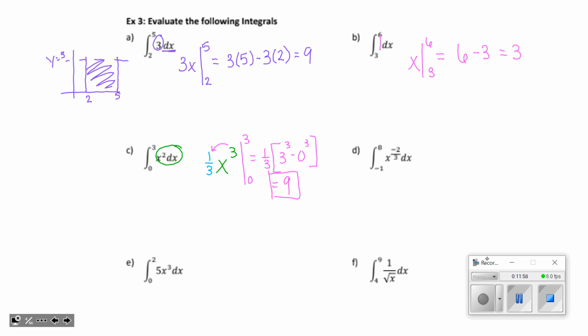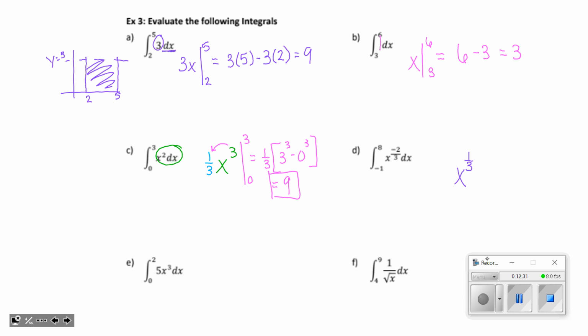All right, let's look at the next one. The negative 2/3 power. So let's think about what's happening here. We're going up a power, so it's the opposite of taking a derivative. A derivative was subtracting a power. So we're thinking to ourselves, x to the what power, when I subtract 1, gives me negative 2/3? So if it was a 1/3 power, we can test this. 1/3 minus 1 does give me negative 2/3. Okay, so I'm good to go there.